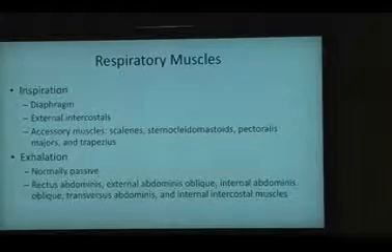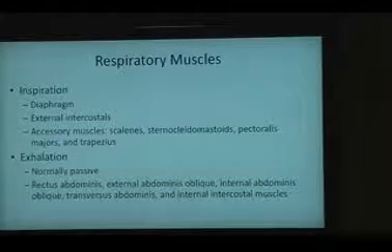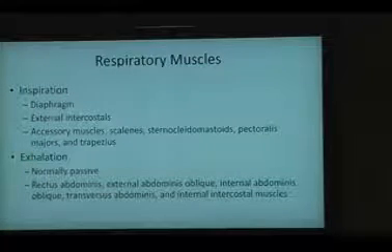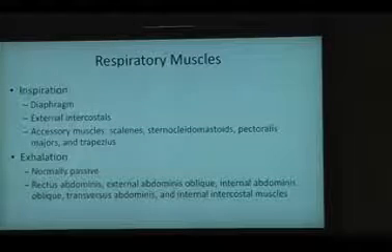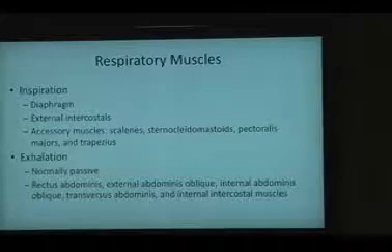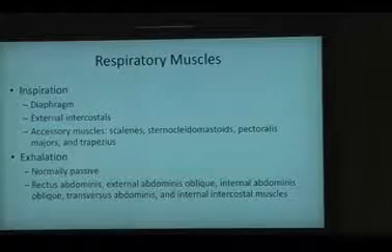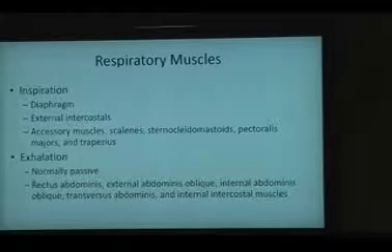So the respiratory muscles, we can think about respiratory muscles in terms of the inspiratory muscles and the expiratory muscles. The primary muscle of respiration, as you know, is the diaphragm, and that accounts for the predominant movement of gas into the lungs during inspiration. The diaphragm is an inspiratory muscle. During exhalation, it is passive, so it should not be contracting at all during exhalation.